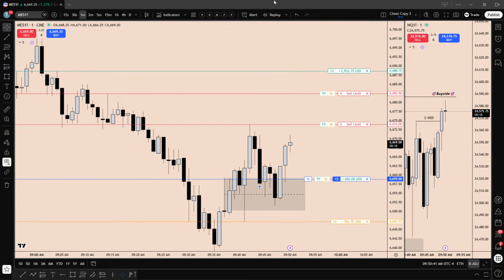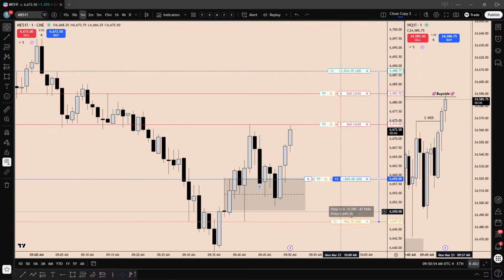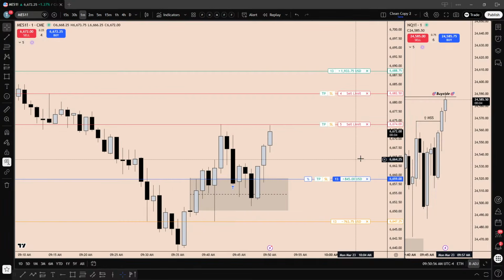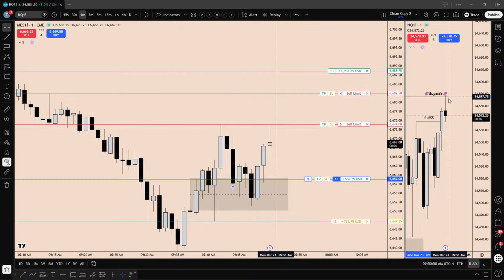So we'll look to get our partial off. Depending on how we interact there, we'll go break even right away. If we can close above that, we'll just keep it break even. We won't be too greedy today, especially because that's the buy side there.